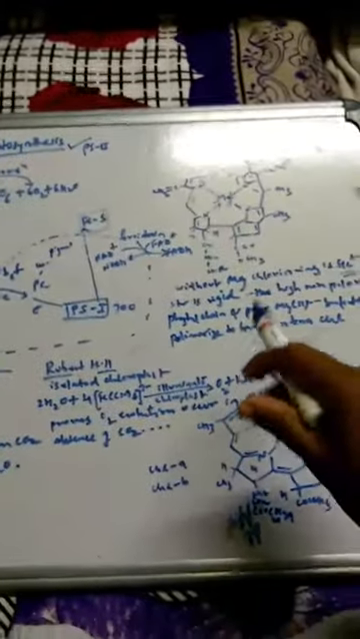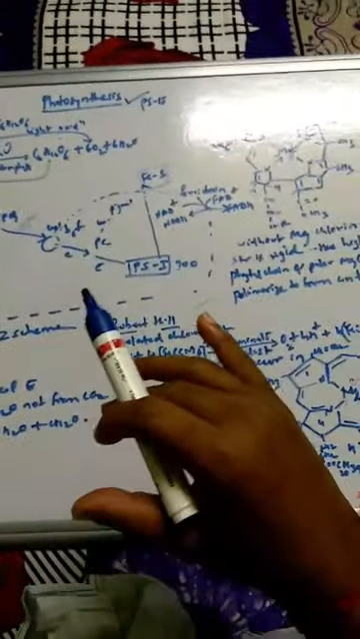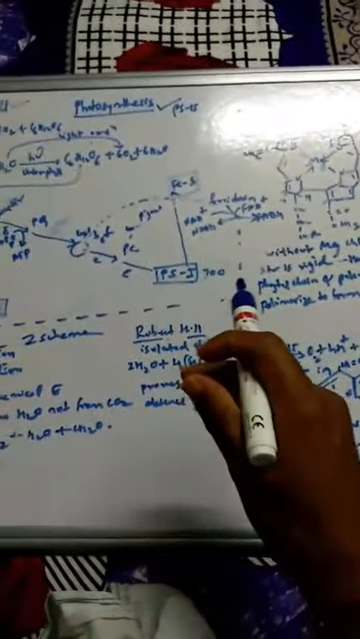Hope you understood this concept of chlorophyll. In the next class we'll go for a small representation of antenna chlorophyll, and the last part of this chapter, that is the use of metal drugs, metal complexes.